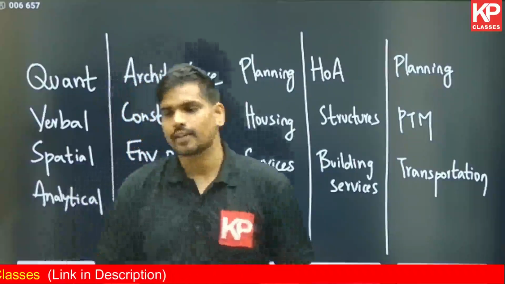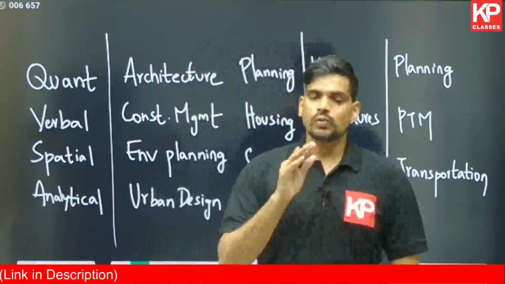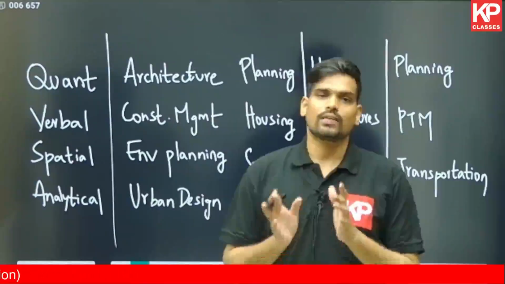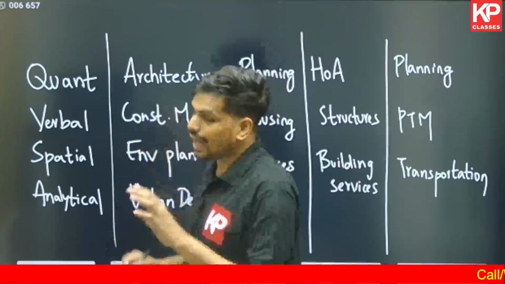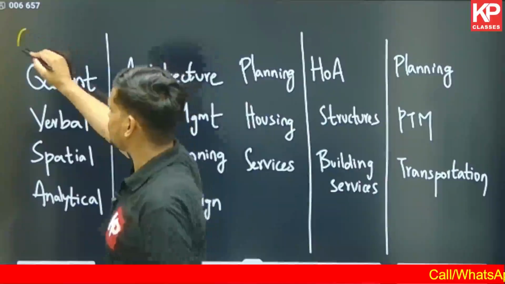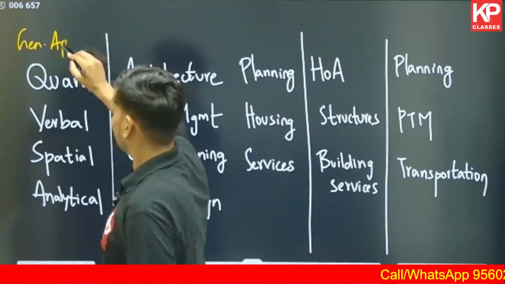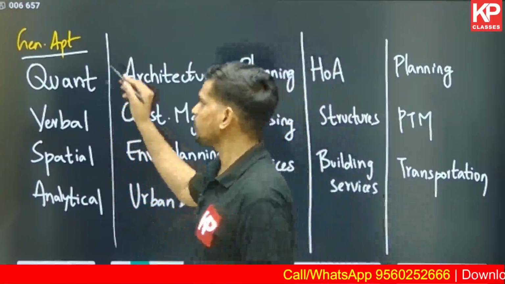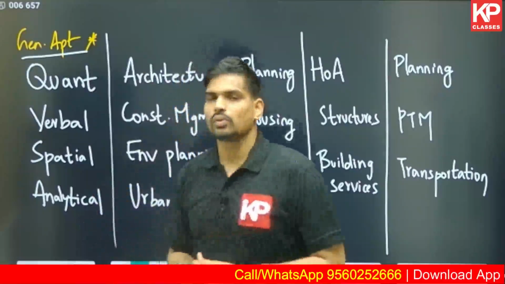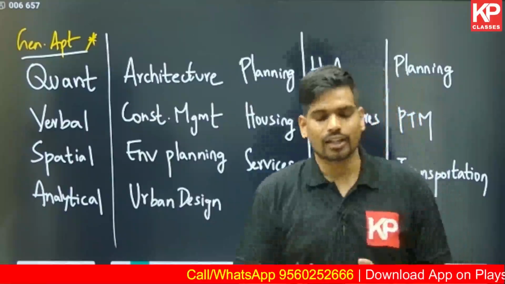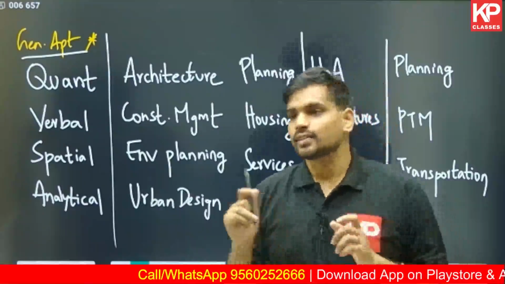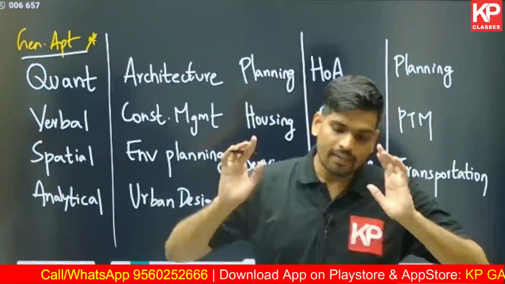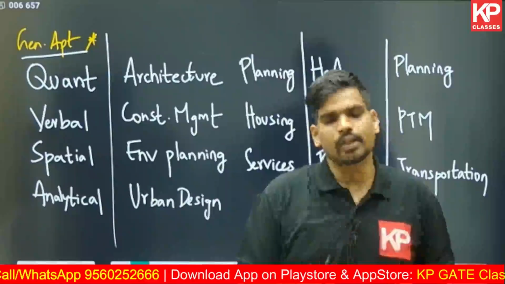Let us try to understand the syllabus. Let me first begin with those 15 marks of general aptitude, which I said is fixed every year with only multiple choice questions. This is the general aptitude part, which is mandatory for everyone irrespective of whether you're selecting architecture or planning, and it is common for everyone who is writing the GATE exam in that particular session.